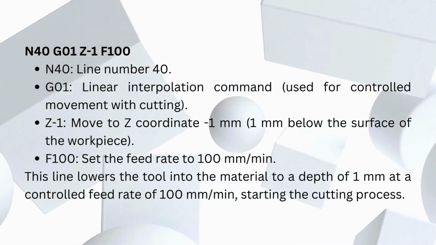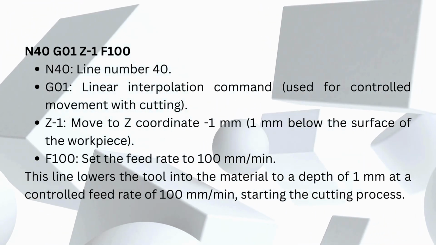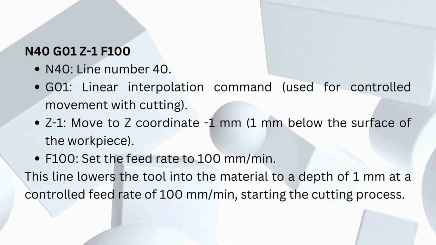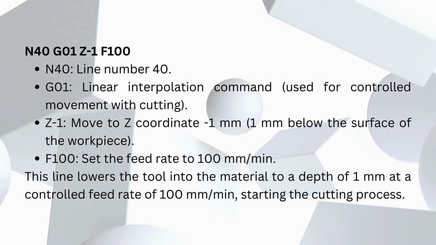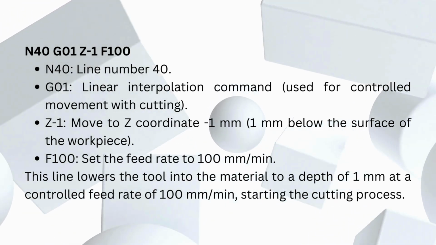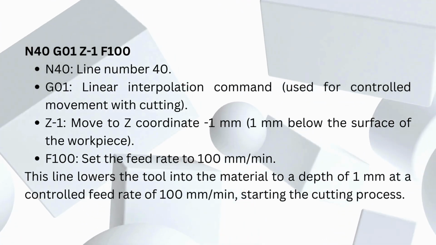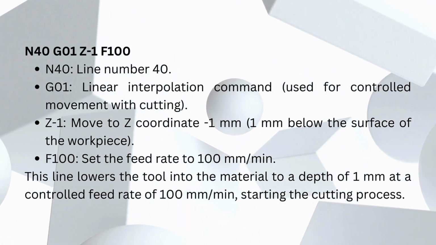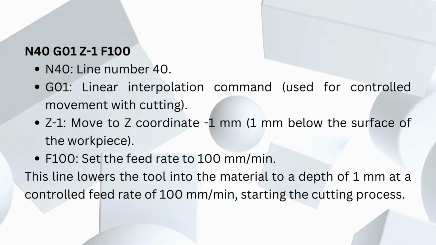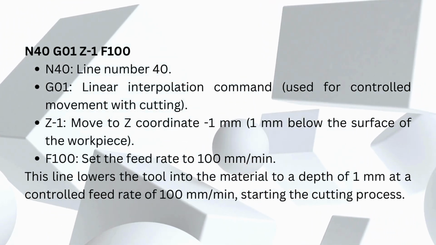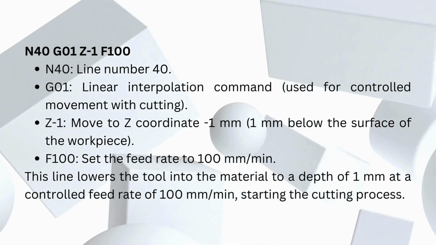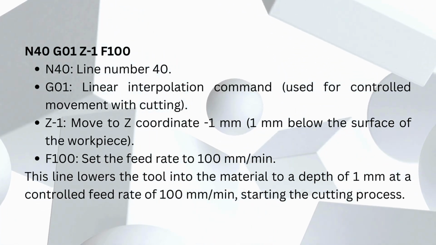N40, G01, Z-1, F100. N40, line number 40. G01, linear interpolation command used for controlled movement with cutting. Z-1, move to Z coordinate -1 mm, 1 mm below the surface of the workpiece. F100, set the feed rate to 100 mm per minute.